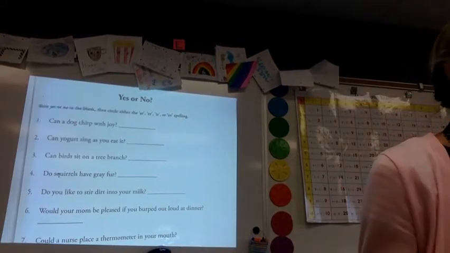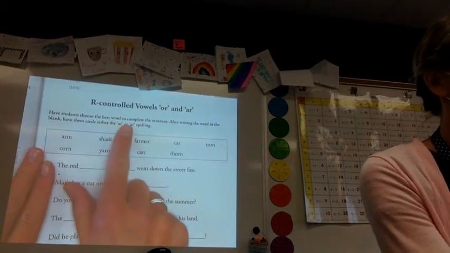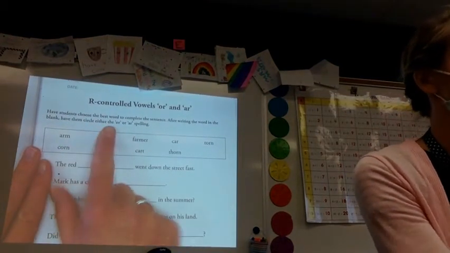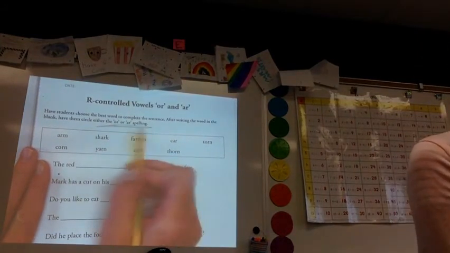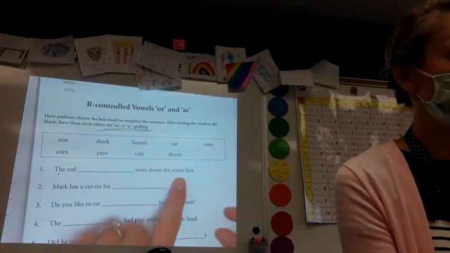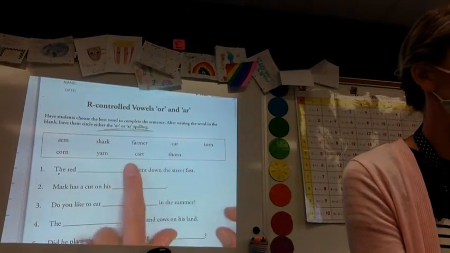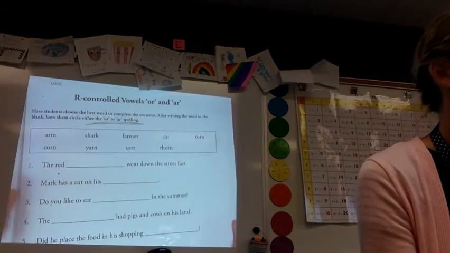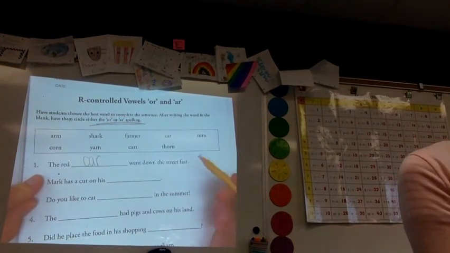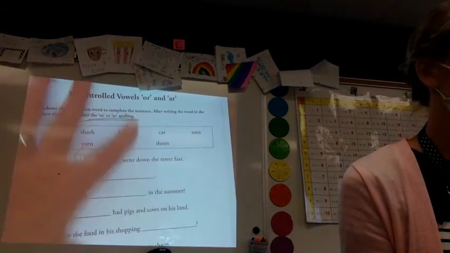And I'm going to go over the directions on these super fast. You ready? R-controlled vowels, O-R, A-R. Have students choose the best word to complete the sentence. After writing the word in the blank, have them circle O-R or A-R spelling, okay? That's a piece a lot of you will forget. For example, the red blank went down the street fast. The red arm, shark, farmer, car, torn, thorn, cart, yarn, corn. Car makes the most sense, right? So you would fill it in, and then you need to circle whether it's an AR or an OR. Got it? You'll finish this out.